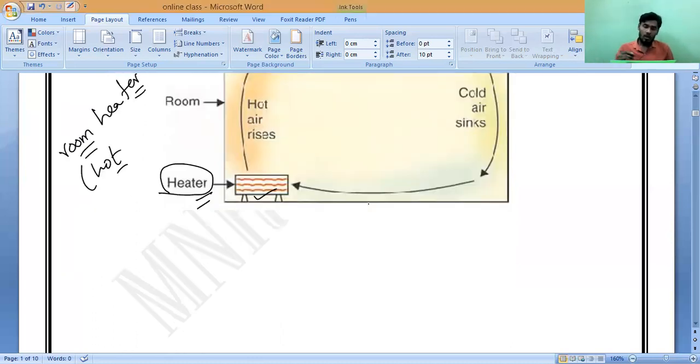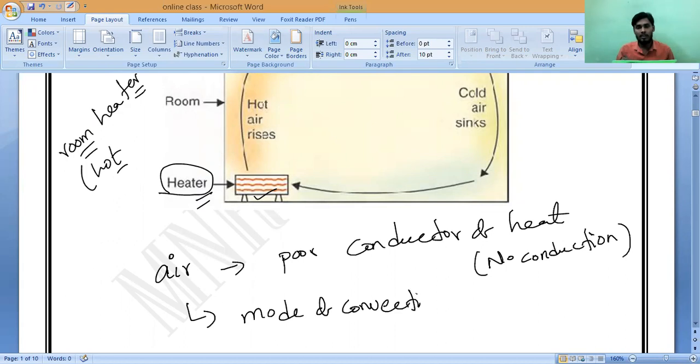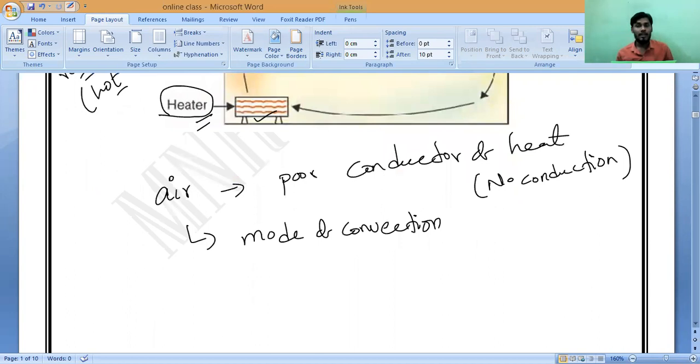As we know, air is a poor conductor of heat. That is why air can transfer heat by the mode of convection. So no conduction will take place, only the process of convection. So the heat will travel through the air. How? By moving itself. The process of convection is only called moving itself. What should we call that?